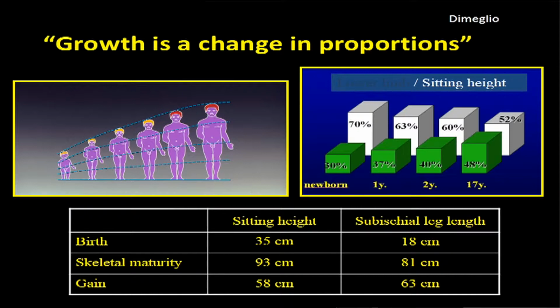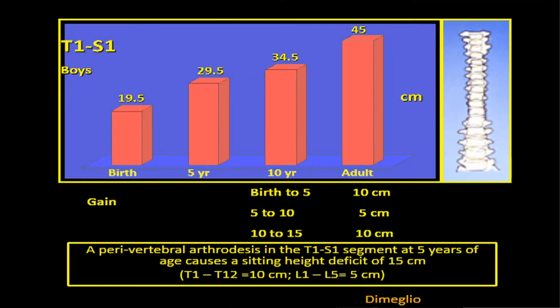This demonstrates the T1 to S1 growth in boys, and from birth to maturity we have a change of 25 centimeters, with the majority coming between birth and 5, and then in adolescence 10 to 15. So if you can get the early onset child to the age of 5 or 6 without an operative procedure, the likelihood of getting that child to over 10 is relatively high. And we can see that a vertebral arthrodesis between T1 and S1 at age 5 results in a sitting height deficit of 15 centimeters and corresponding diminished pulmonary function.